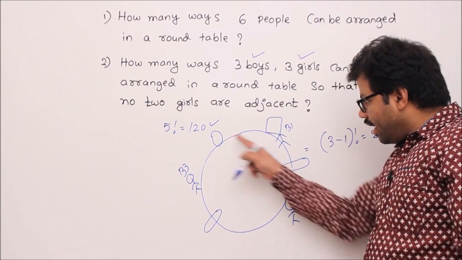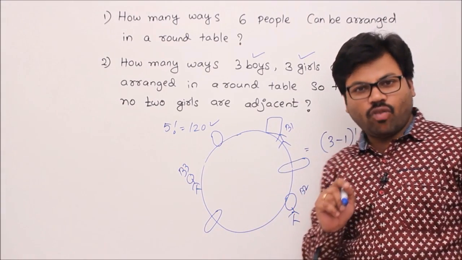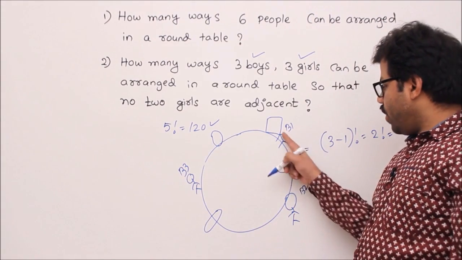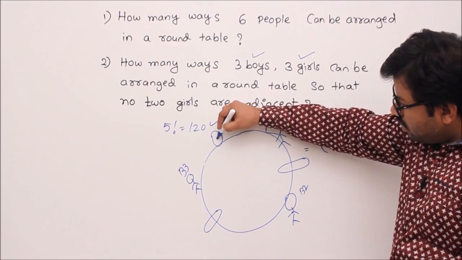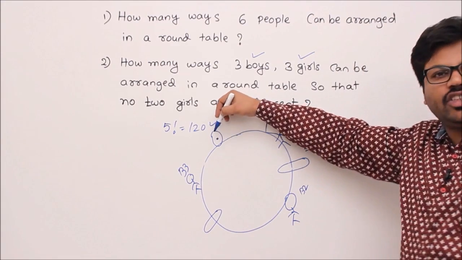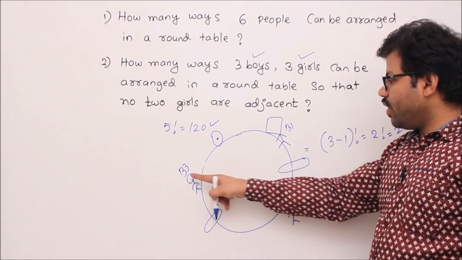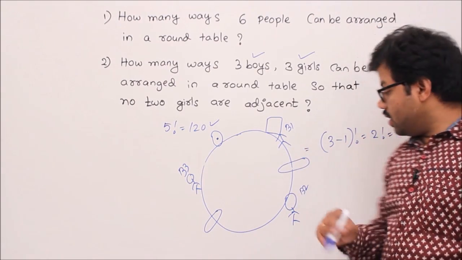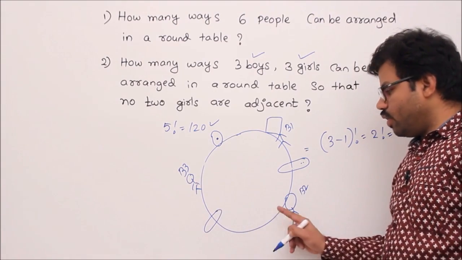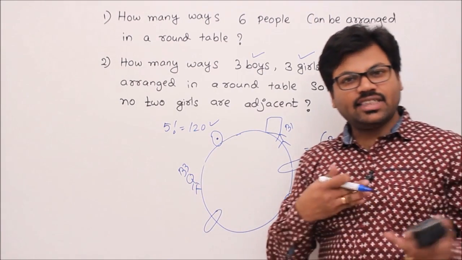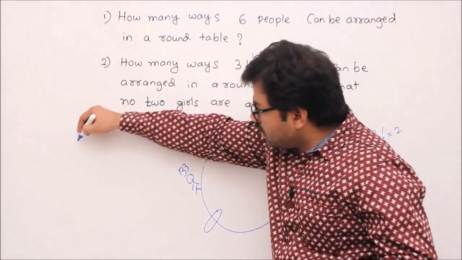don't say that again I do circular arrangement, because it is not a circular arrangement. Why? Once you fix B1, B2, B3 in some combination, then this position is not indistinguishable. It is distinguishable, because this is the position between B1, B3. This is a position between B1, B2. This is a position between B3, B2. That means every position has a meaning now.